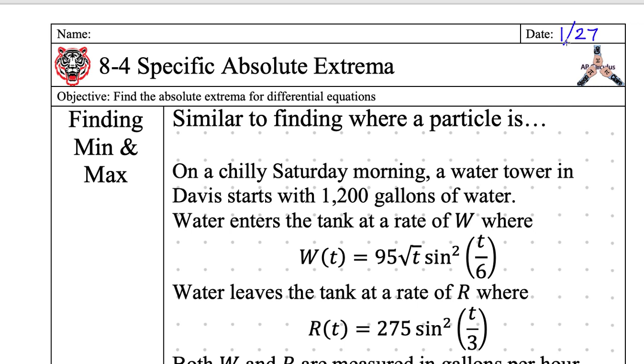What is our objective for today, Claire? Find the absolute extrema for differential equations. There it is. And this is basically the same thing that we've been doing before. Absolute extrema is finding where the particle is farthest, left or right. And you've done those problems before, and that means you're going to be making a table, and that's the last part of the speed sheet that I just added today.